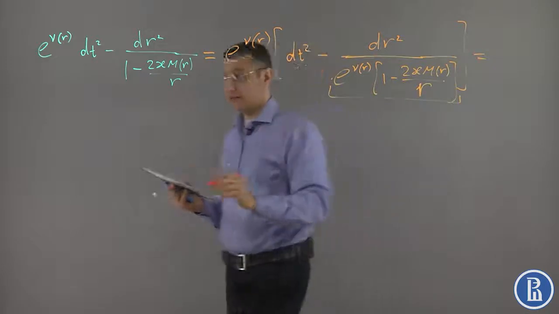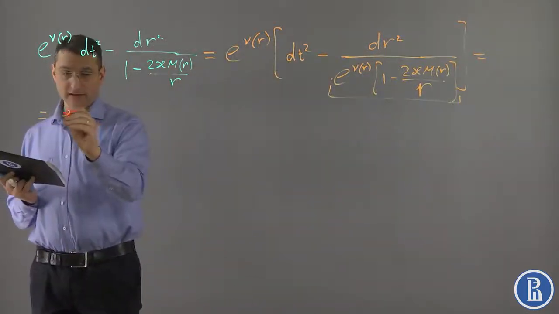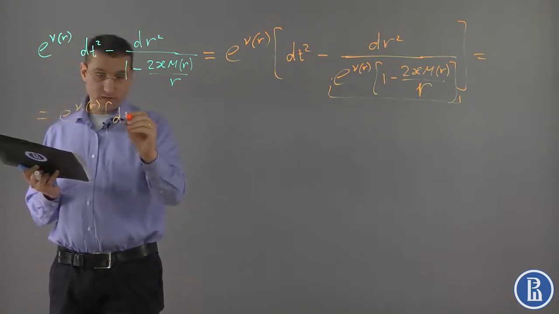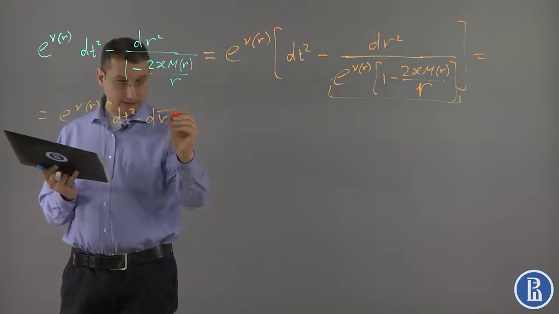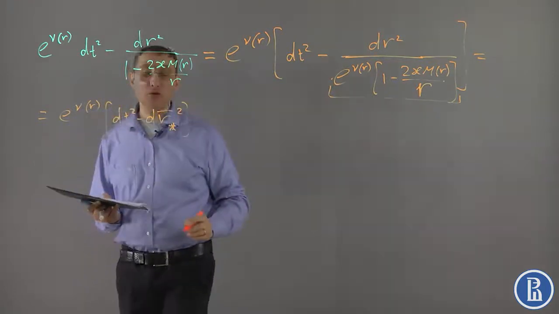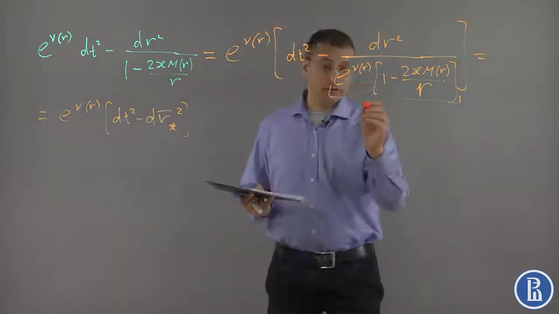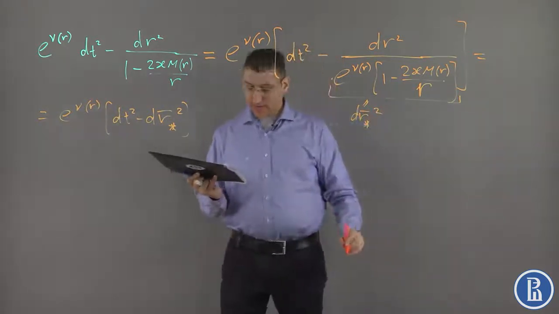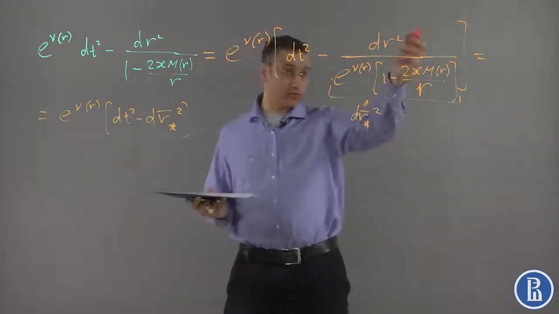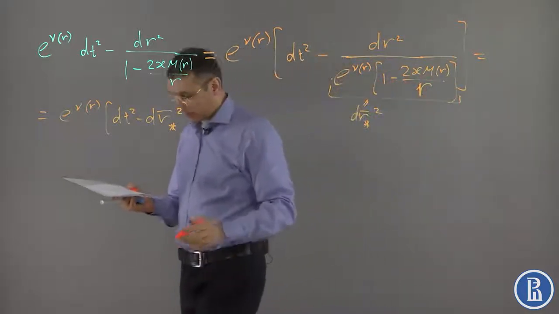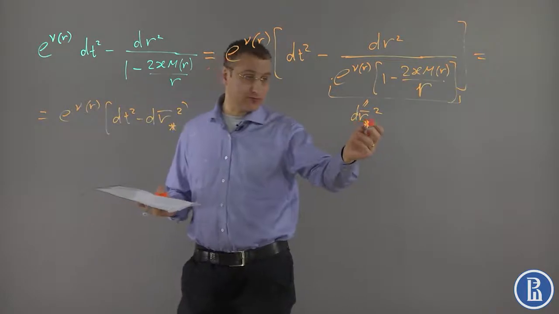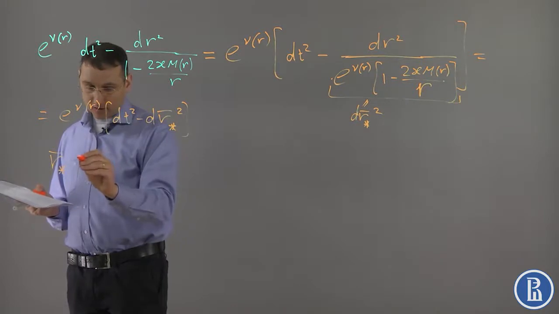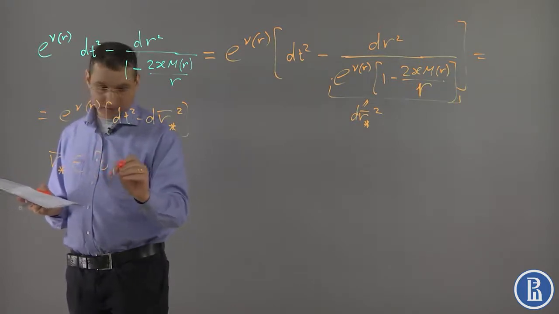So we represent this as follows: exponent of nu of R times dt squared minus dr bar star squared. So this is the new tortoise coordinate, which we denoted as dr star bar squared. To find it, one has to take the integral with these functions. But it is important that by proper adjustment of the integration constant, we can make it such that r bar star ranges from 0 to plus infinity.